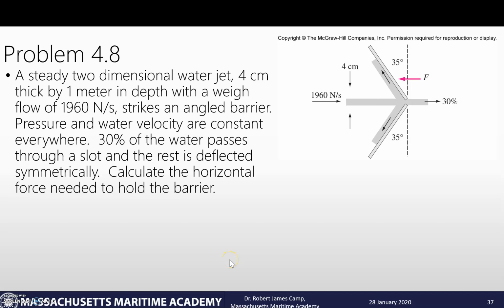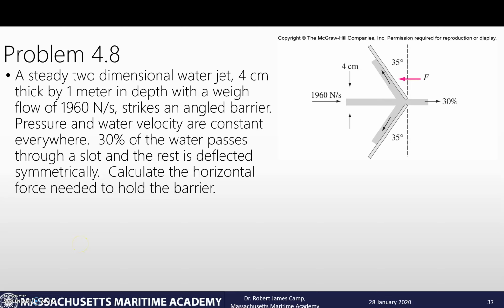A steady two-dimensional water jet that's 4 centimeters thick and a meter deep into the board, and has a weight flow rate of 1,960 newtons per second, strikes an angled barrier. Pressure and water velocity are constant everywhere. 30% of the water passes through the slot, and the rest is deflected symmetrically through the other two jets. Calculate the horizontal force needed to hold the barrier in place.